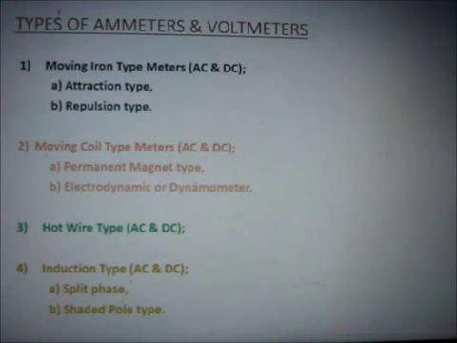Next one is the hot wire type. It is also used for both AC and DC. And the fourth one is a very popular one, that is the induction type. It is also for AC and DC. It can be of two types, that is the split phase or shaded pole type.